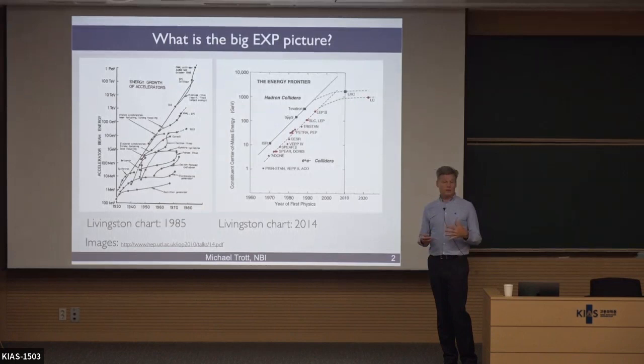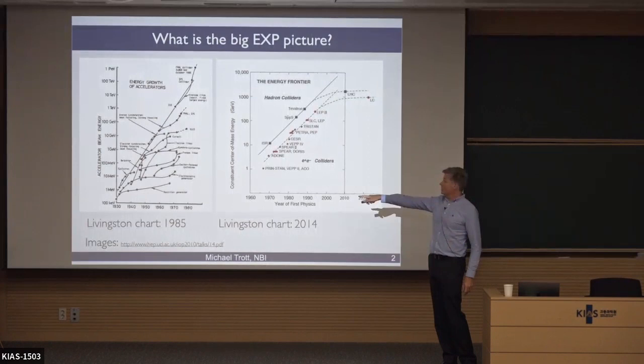So what I'm showing you here on the left and the right is something called a Livingston chart. What that shows you, as a function of time, is the center of mass energy of certain particle physics experiments when they were first turned on. And in the past, all you need to see is that there were lots of experiments and they were going up very rapidly with energy, okay?